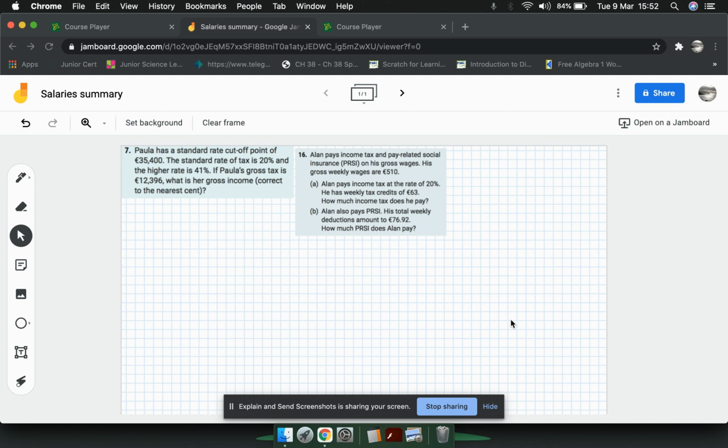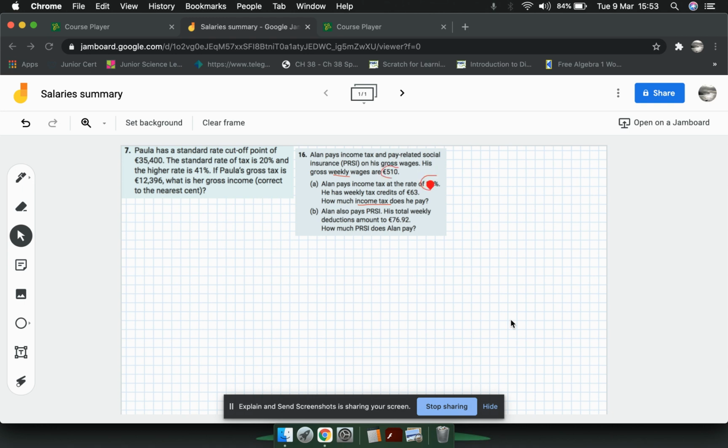First things first, hopefully you identified that you were asked to identify the income tax he had to pay, in other words his tax payable to the government per week. This is weekly wages, what he earns. We can see he has 510 euro, and that 510 euro is taxable. That is his gross weekly wage. So how do we work out his pay if we know, and this is important, that he pays income tax at the rate of 20%? He's only paying at 20%, not at a higher rate.